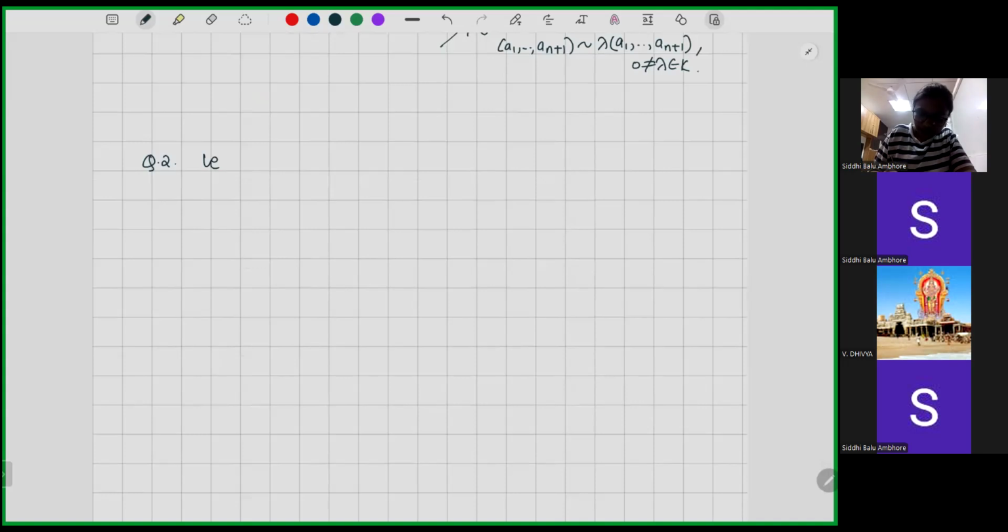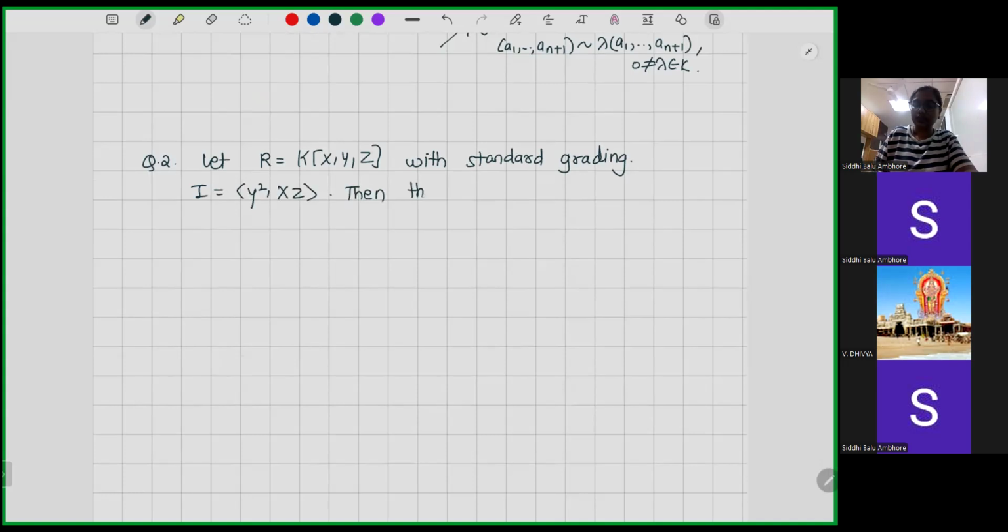Let R be K[x, y, z] with standard grading, and I is the ideal generated by y squared, xz. Then the dimension of Proj R/I is 1. This is actually true or false.